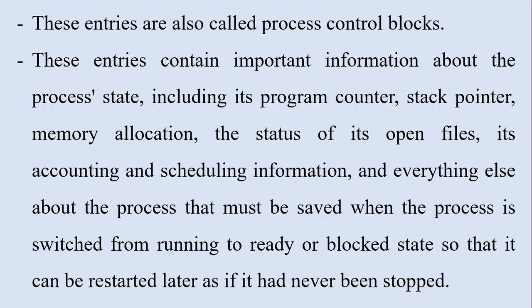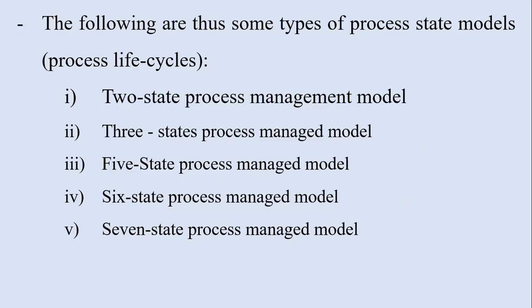These entries are called process control blocks. These entries contain important information about the process's state, including its program counter, the stack pointer, memory allocation, the status of its open files, its accounting and scheduling information, and everything else about the process that must be saved when the process is switched from running to ready or blocked state so that it can be restarted later as if it had never been stopped.